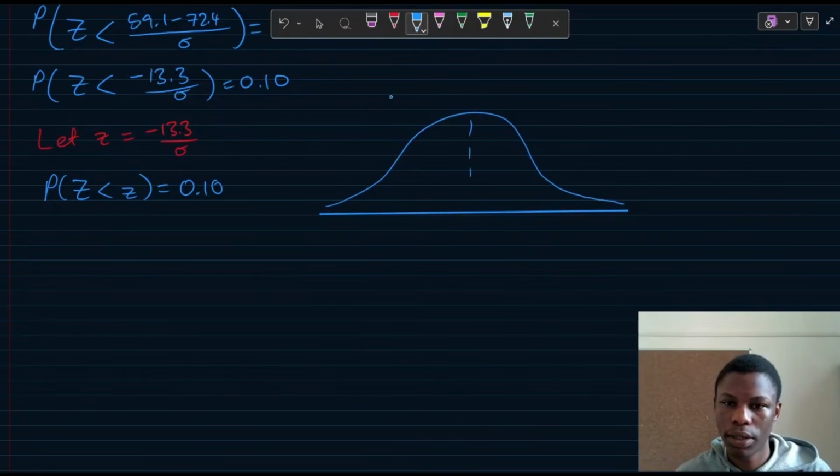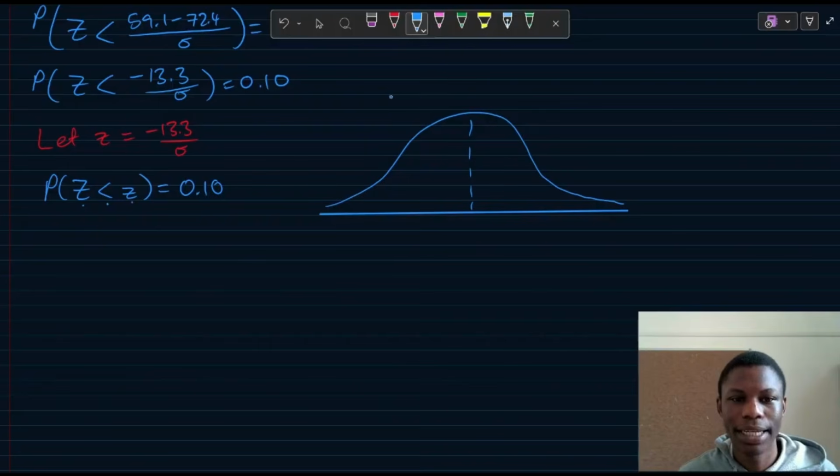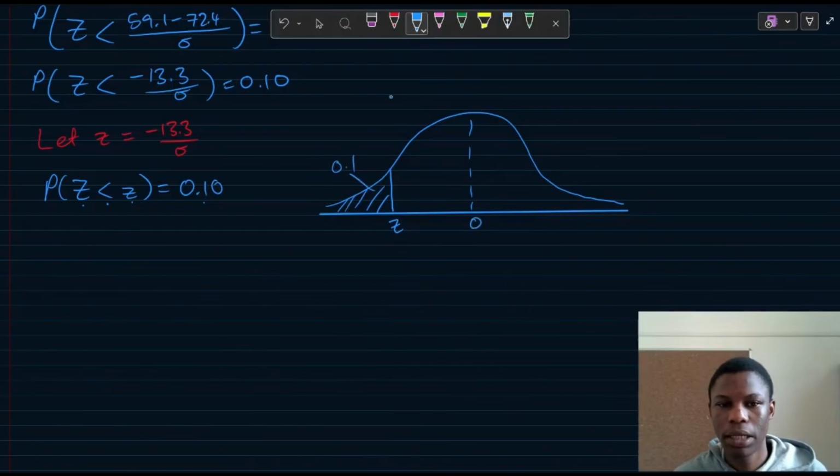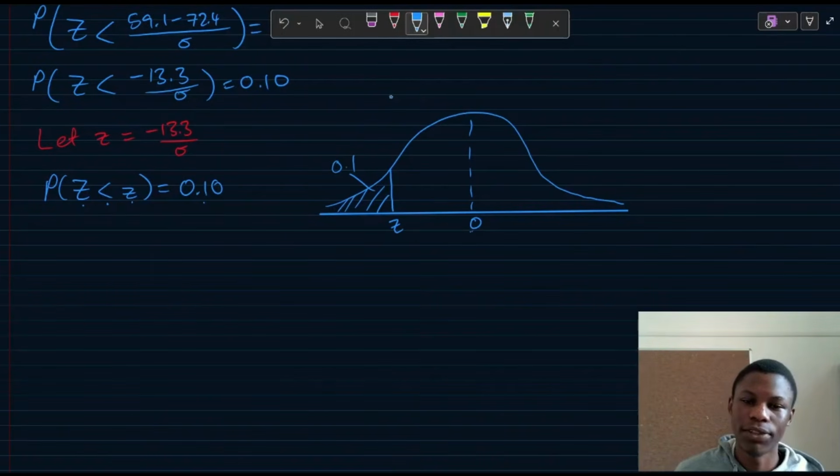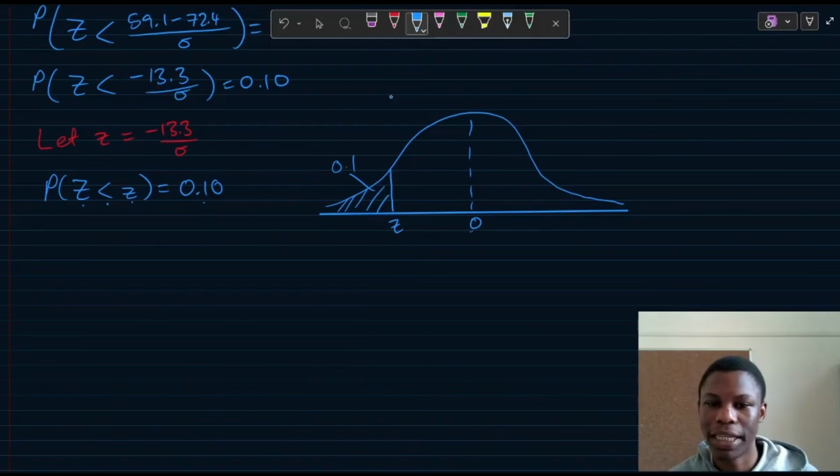If we sketch a picture of what's going on here, we're saying that the area to the left of z is 0.1. So z has to be somewhere here so that the area to the left of z is 0.1. The reason this is important is it tells us what sign we're going to put on our z value. From this diagram, I can tell that z is clearly less than 0 since it's on the left of 0. So whatever z value I get from my tables, I'm going to have to make it negative.